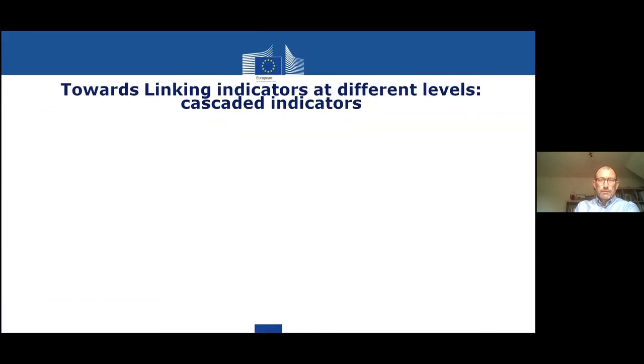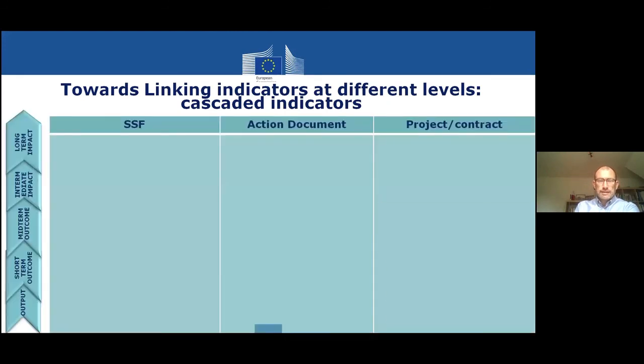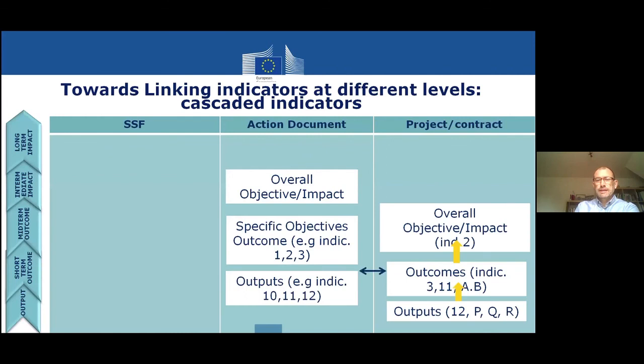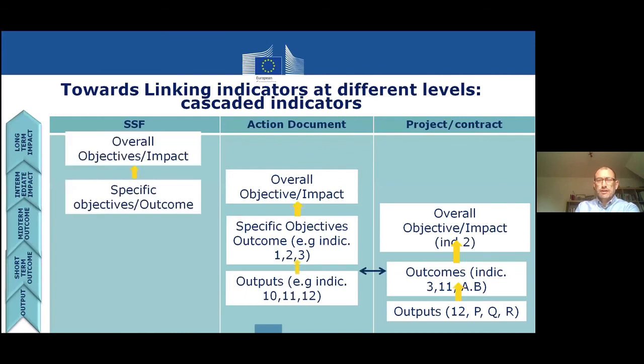But what I'd like to do is this point was raised by Colm earlier and by Enrique, which is that indicators at a project or contract level, or certainly for overall objectives or outcomes, should in some way be coherent with indicators in action documents, and those in turn should be coherent with those within your higher level strategic documents. And this is what the Commission is striving for.